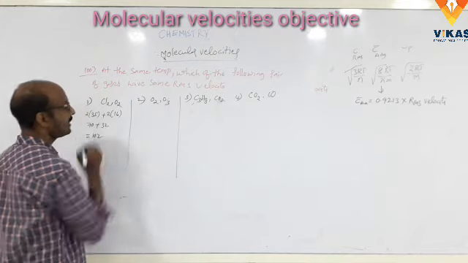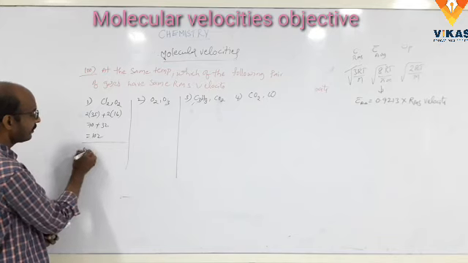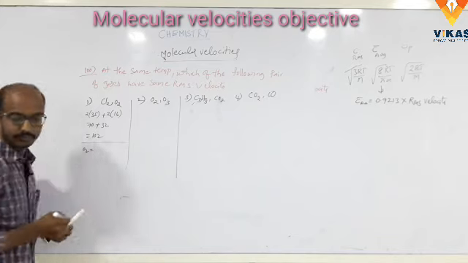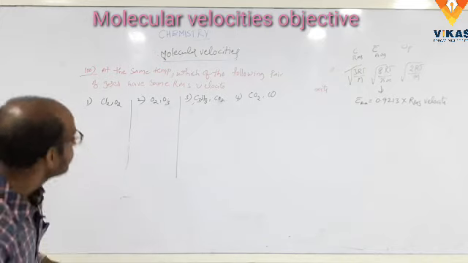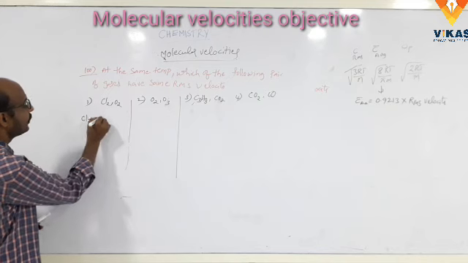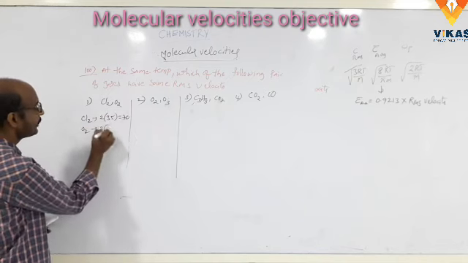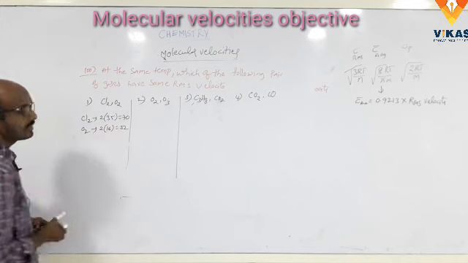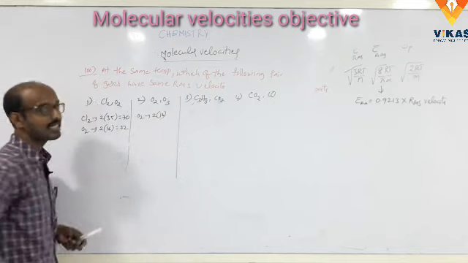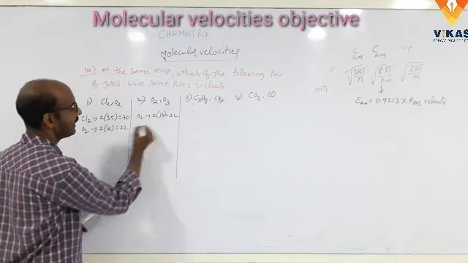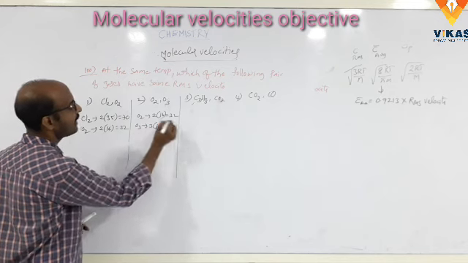And next one, oxygen. Here let us calculate the oxygen. Each chlorine, 2 into 35, that is equal to 70. Oxygen, that is equal to 2 into 16, that is equal to 32. And O3, 3 into 16, that is equal to 48.